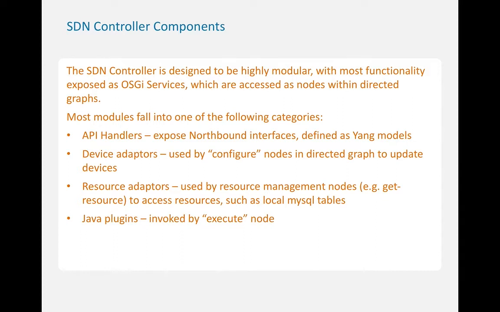API handlers, which expose northbound interfaces defined as Yang models; device adapters, which are used by what are called configure nodes in the directed graph to update devices; resource adapters, which are used by resource management nodes, like get resource, to access resources, such as local MySQL tables; and then finally Java plugins, which are invoked by the execute node.